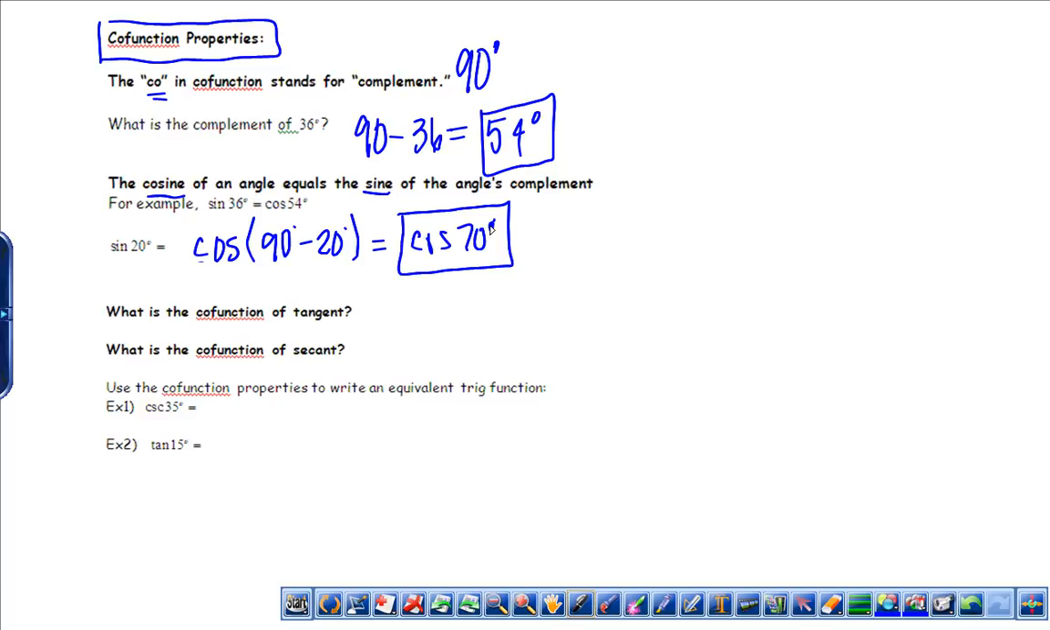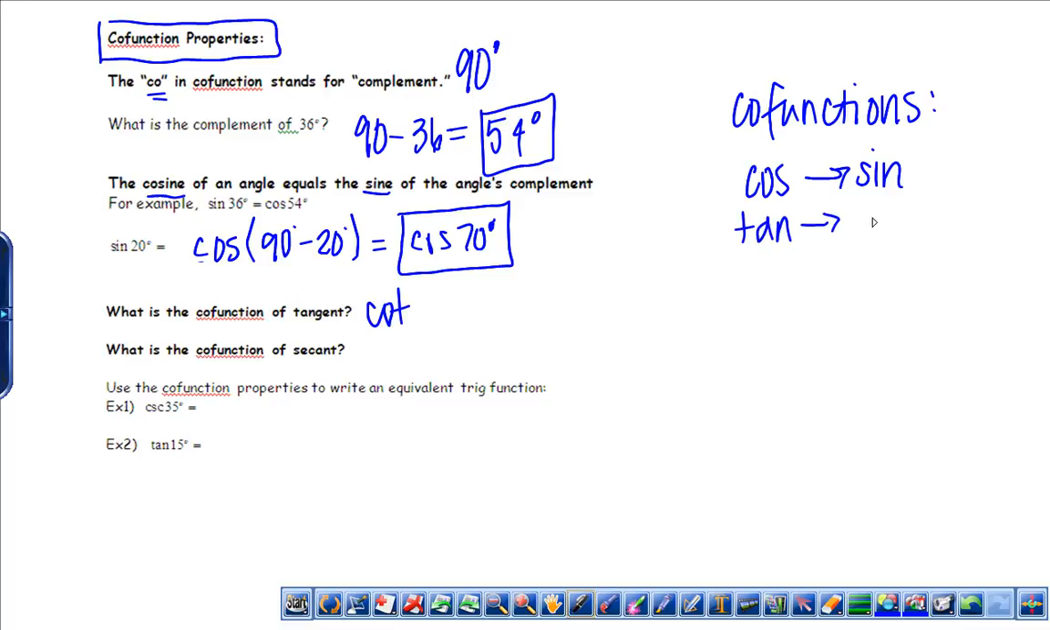Okay? So right now, I know some cofunctions. The cofunction of cosine is sine. It says, what is the cofunction of tangent? Well, the cofunction of tangent is cotangent. So I'm going to write that over here. Tangent's cofunction is cotangent. Therefore, the last one is, what's the cofunction of secant? And it has to be cosecant. So secant's cofunction is cosecant.